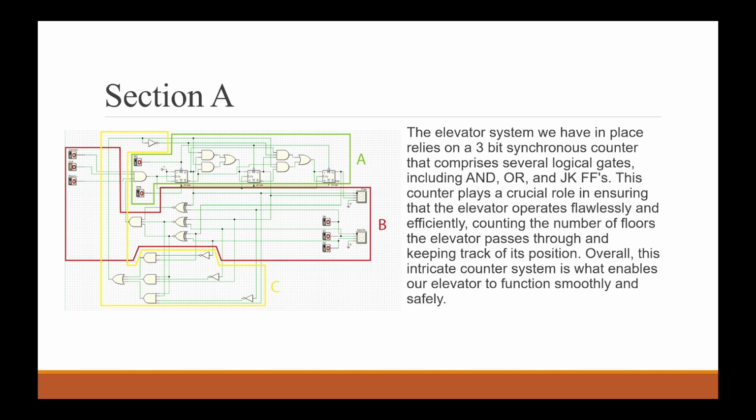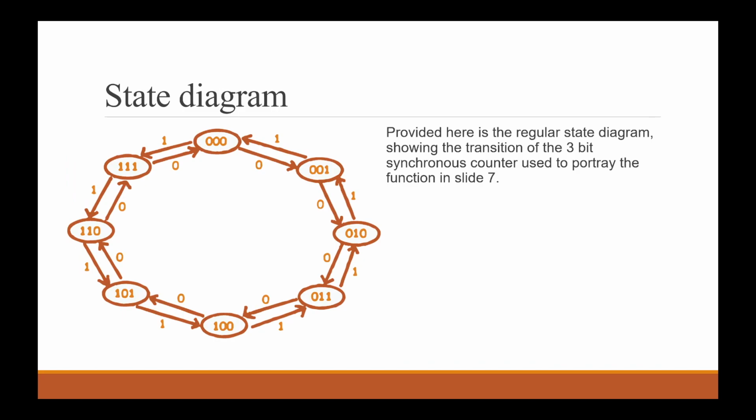For section A, the elevator system we have in place relies on a 3-bit synchronous counter that comprises several logic gates, including AND, OR, and JK flip-flops. This counter plays a crucial role in ensuring that the elevator operates flawlessly and efficiently, counting the number of floors the elevator passes through and keeping track of its position. Overall, this intricate counter system is what enables our elevator to function smoothly and safely.